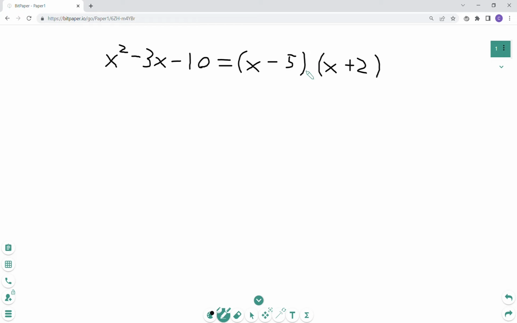But just to be safe, I'm going to test this to make sure the answer is right. So how do I do that? Well, I got to FOIL now. If I FOIL this, remember, I got to multiply all the combinations of terms together. So I got to do x times x, and that gives me the x squared. And then I got to do x times the next thing over here, which is the 2. So I have x times 2, and that's going to give me a plus 2x here.